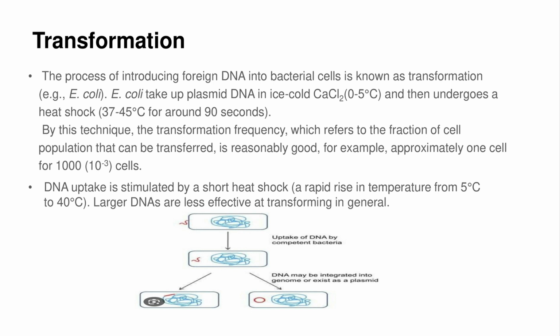Transformation. The process of introducing foreign DNA into bacterial cells is known as transformation. E. coli take up plasmid DNA in ice cold calcium chloride and then undergo a heat shock for around 90 seconds. By this method, the transformation frequency, which refers to the fraction of the cell population that can be transformed, is reasonably good. For example, approximately 1 cell in 1000 cells.